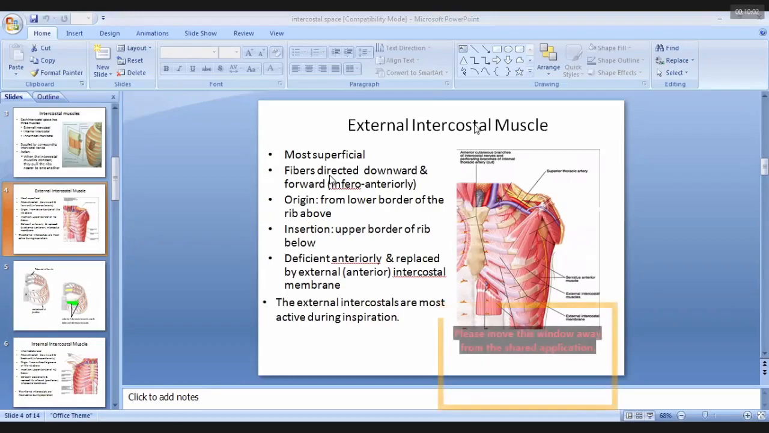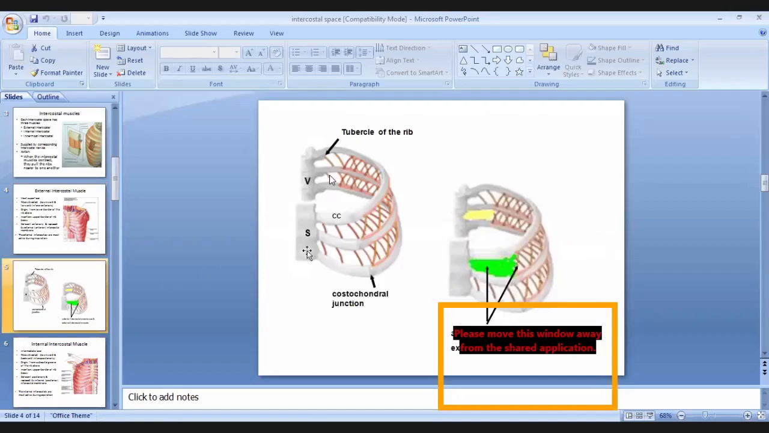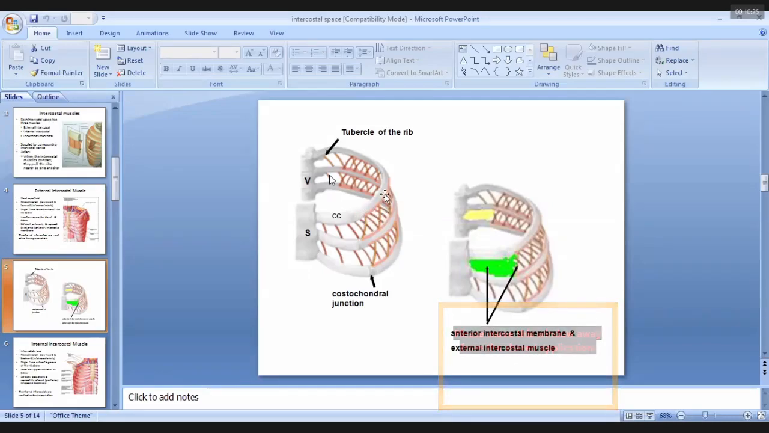So we are discussing the intercostal muscles. There are three types: external intercostal, internal intercostal, and innermost intercostal muscles. The external intercostal muscle is the most superficial of this group. Its fibers run in an anterior-inferior direction, arising from the inferior border of the rib above and inserted on the upper border of the rib below.